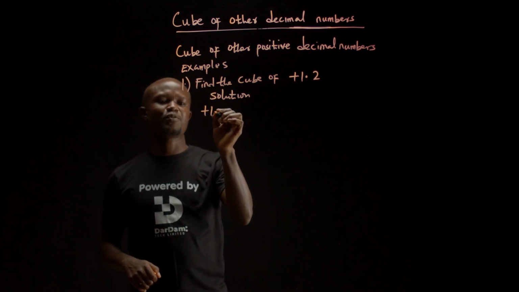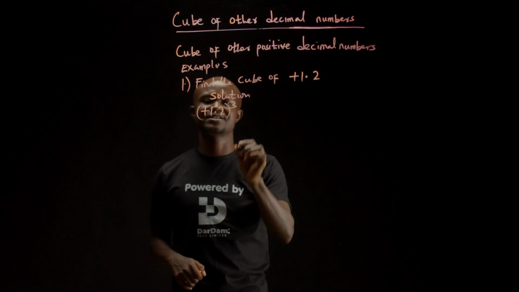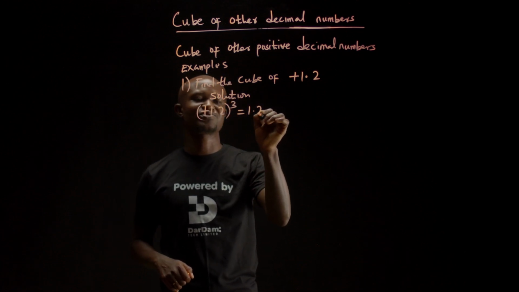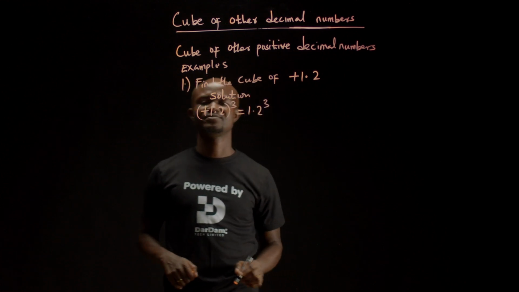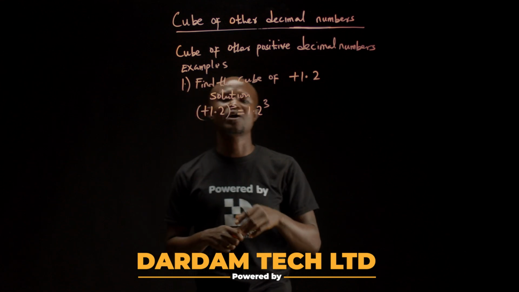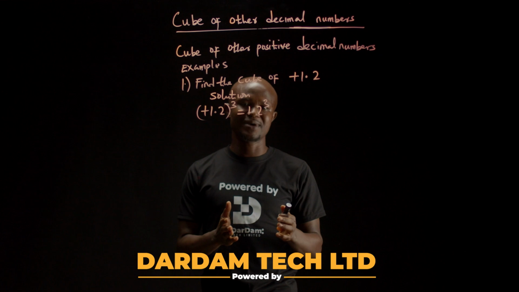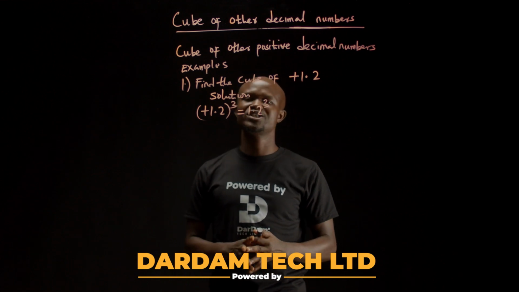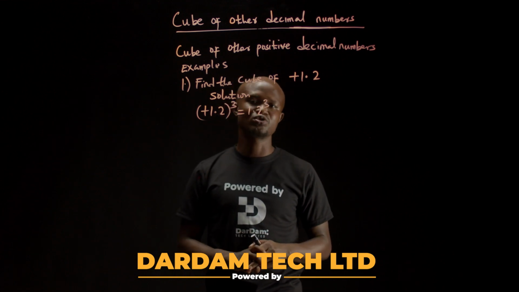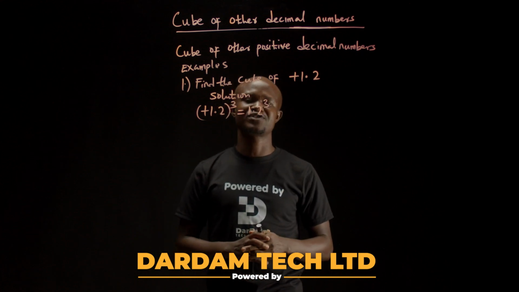That is, positive 1.2 raised to the power of 3 is the same thing as 1.2 raised to the power of 3. So the first thing for us to do is to change 1.2. You know, this 1.2 is a number that is greater than 1. So we need to change 1.2 to an improper fraction.